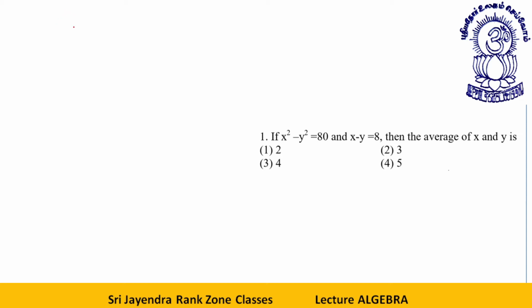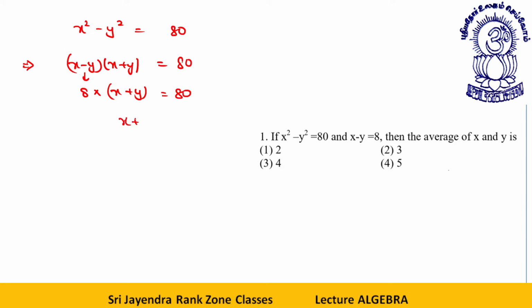Let's start with the questions now. Let's start with the easy question. We are given x square minus y square is equal to 80. This I can write as x minus y into x plus y, which is 80. We need to find the average of x and y. Very easily, the value of x minus y is 8. I put 8 over here. This is equal to 80. So x plus y is equal to 10. Average of x, y. Average means x plus y divided by 2, that is 5. Very clear to all. Next one.